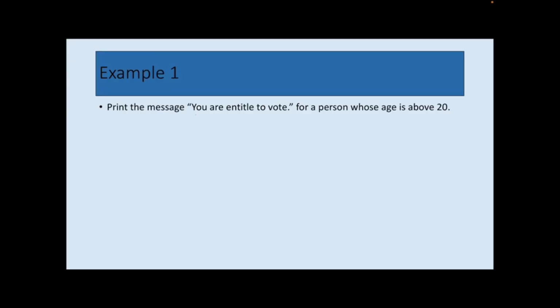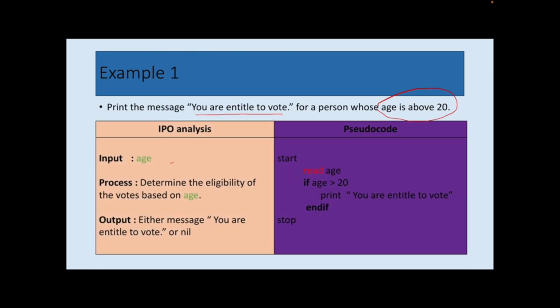For example, print the message you are entitled to vote for a person whose age is above 20. So as you can see here, there are options, right? The program will print you are entitled to vote if the age is above 20. So the IPO analysis: the input here is age, the process is determine the eligibility to vote based on age, and the output is either the message you are entitled to vote or nil.